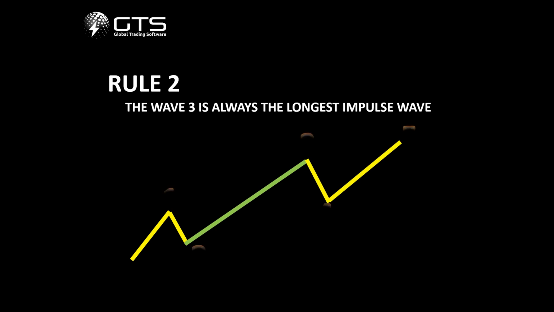The next rule: wave 3 is always the longest impulse wave. It's the one with the most momentum. So we have that wave 1, we have that wave 2, it's pulled back, it's got higher support, and then we have the biggest momentum pushing it forward, and that wave 3 is always the longest impulse wave.